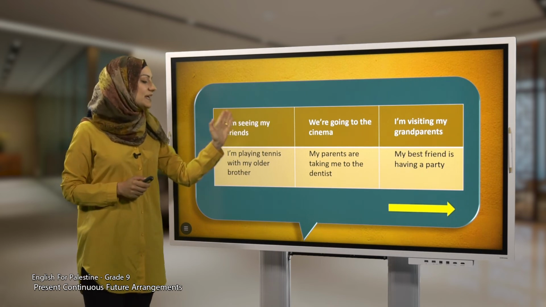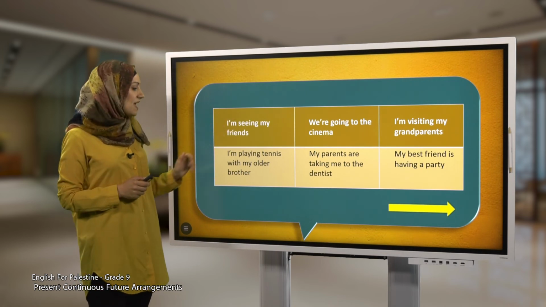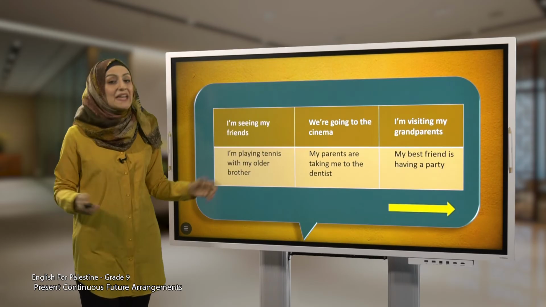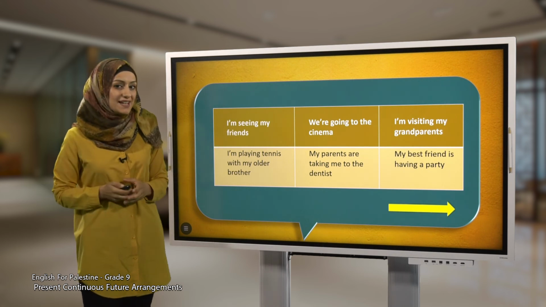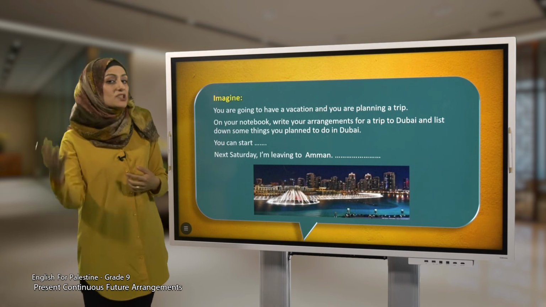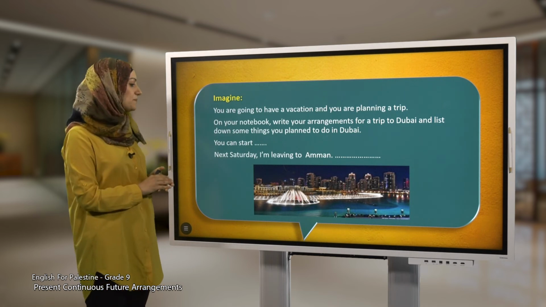First, I'm seeing my friends. I'm playing tennis with my older brother. We're going to the cinema. My parents are taking me to the dentist. I'm visiting my grandparents. And the last one, my best friend is having a party. It's a very easy exercise. Now, I want you to exercise more. So let's look at this question.